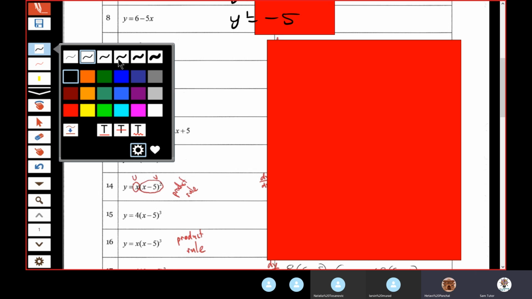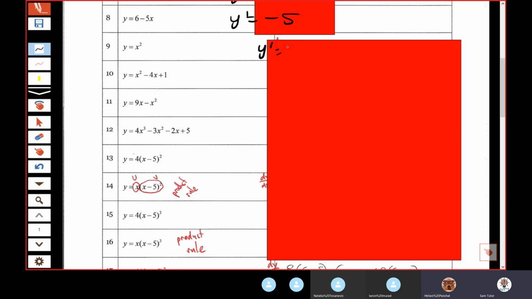Effie, y equals x squared. 2x. Y dash equals 2x. Bring the 2 down, subtract by 1. Nice and easy. Next one, y dash equals, Larson.